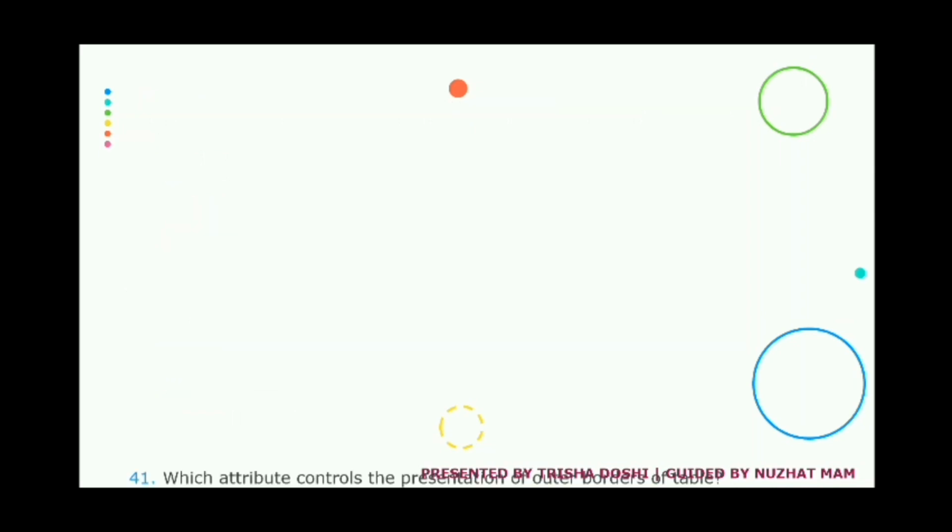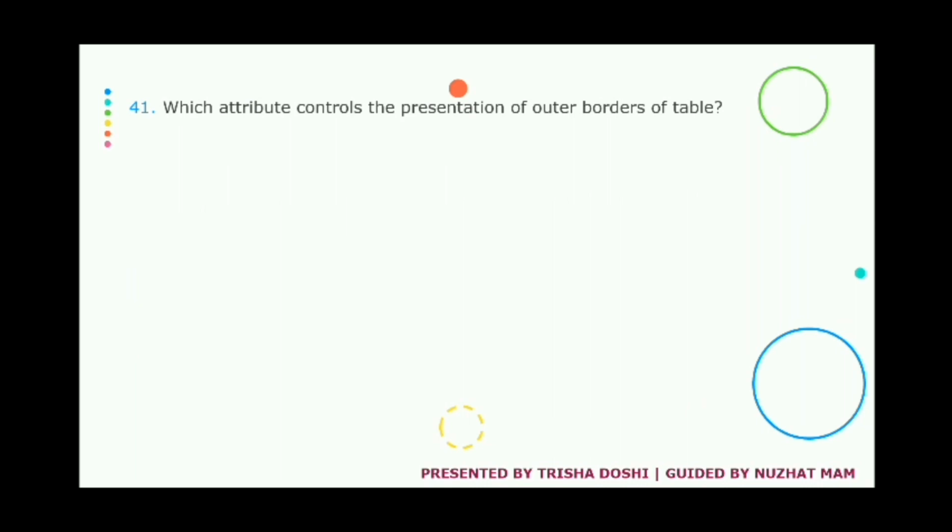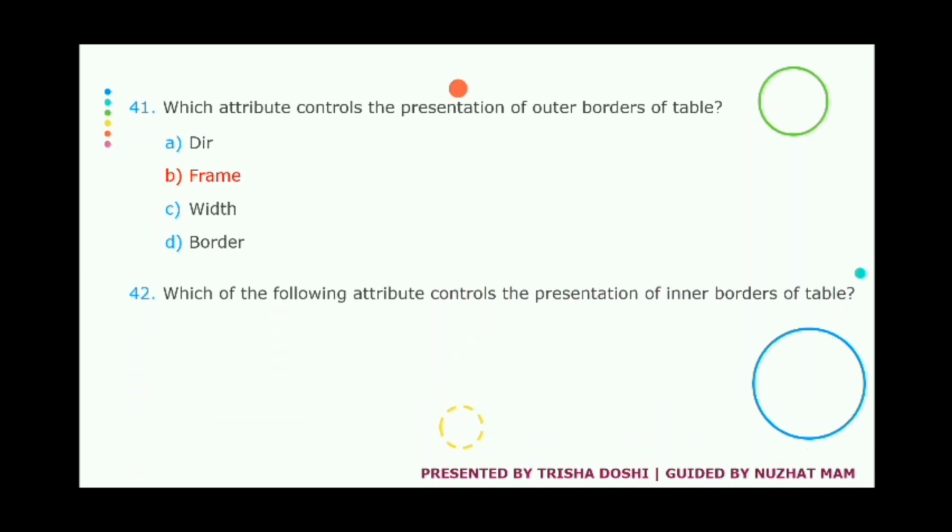Pixel. Question 41. Which attribute controls the presentation of outer borders of table? A. dir, B. frame, C. width, D. border. The correct answer is B. frame. Question 42. Which of the following attribute controls presentation of inner borders of table? A. width, B. height, C. rules, D. align. The correct answer is C.